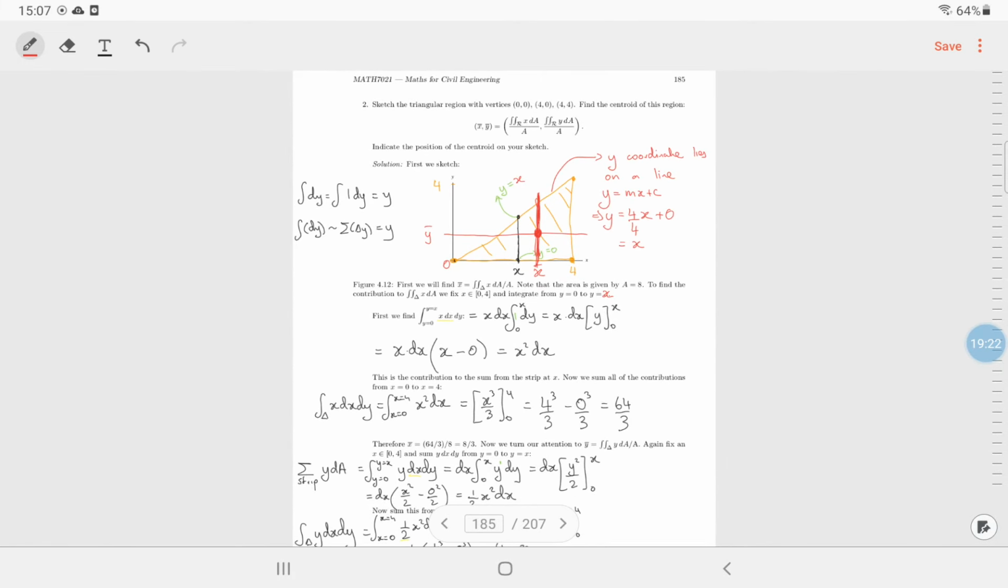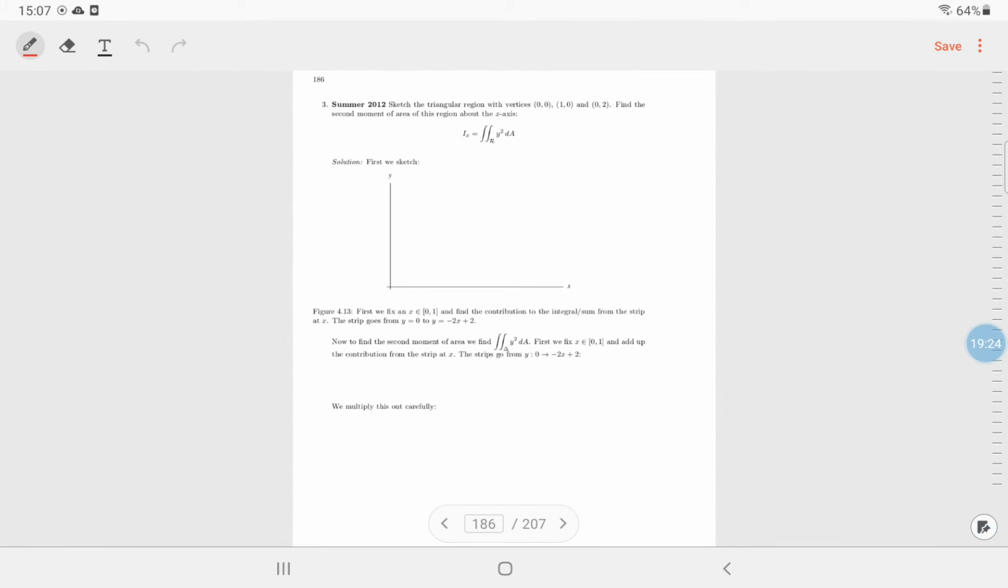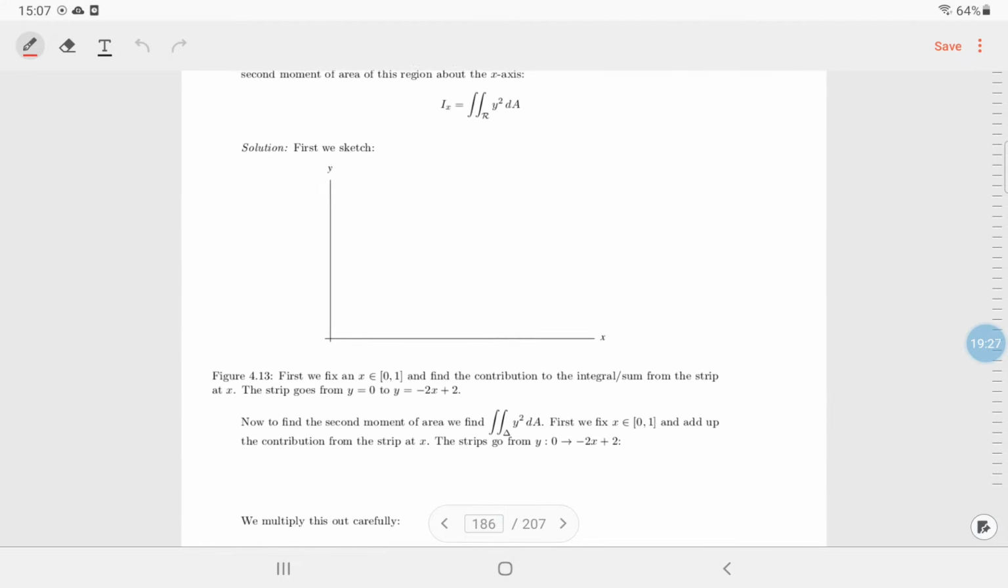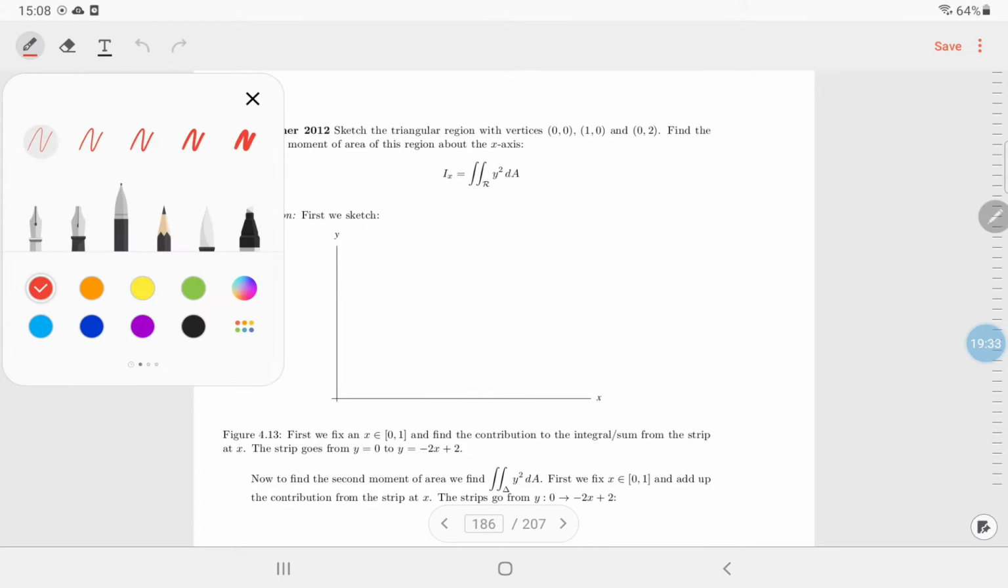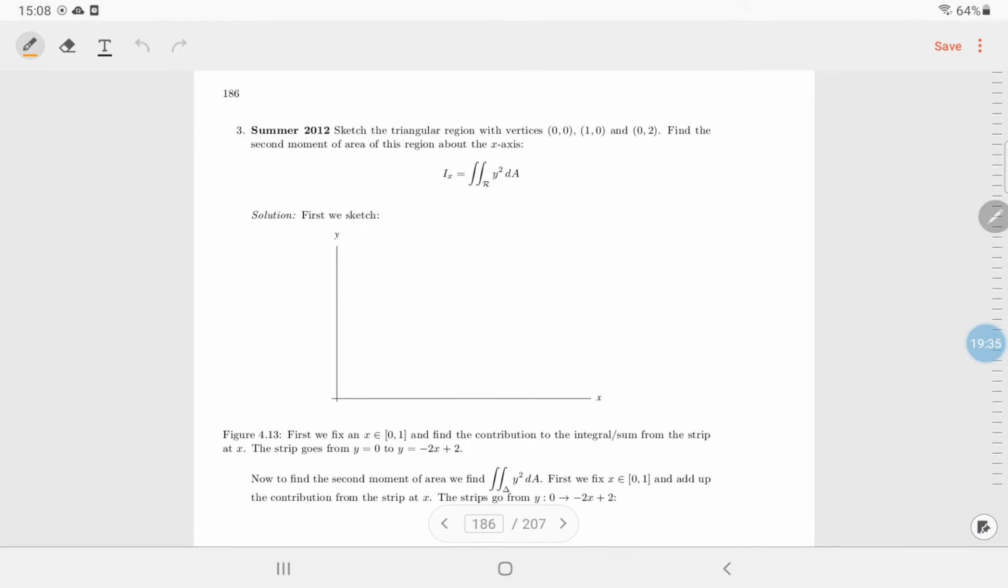Right, so have we got any more examples? Yeah, we're going to do another example here. Sketch the triangular region with these vertices. Find the second moment of area of this region about the x-axis. Now again, you have to use the integration. You can't use a formula. If you want to check your answers, that's fair enough. But we're just giving you the theory of where these formulas come from, and if you're ever faced with some shape that isn't in the tables, you'll be able to deal with it, theoretically anyway.